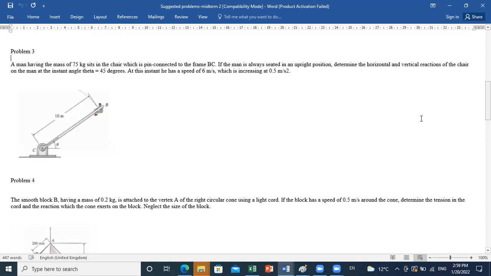So let us try to put what we know in this problem and what we should do to find our unknowns. First, we have a man. The mass of this man is given. We can treat this man as a particle, M equal to 75 kilograms. And he is rotating around a fixed axis passing by point C. So the path of motion is a circle. If I want to illustrate the path of motion of the man, it's a circular path.